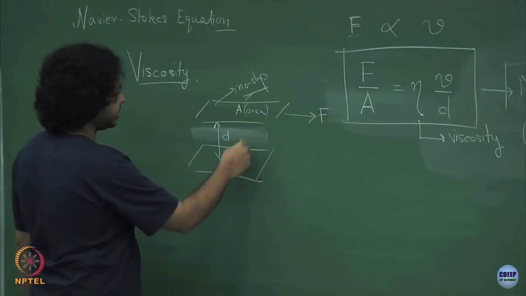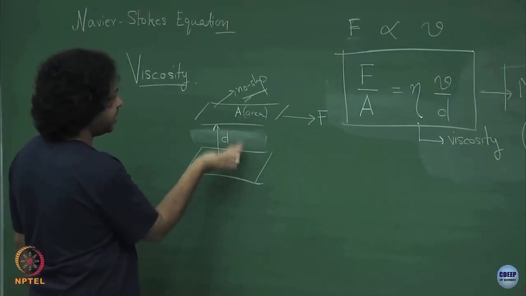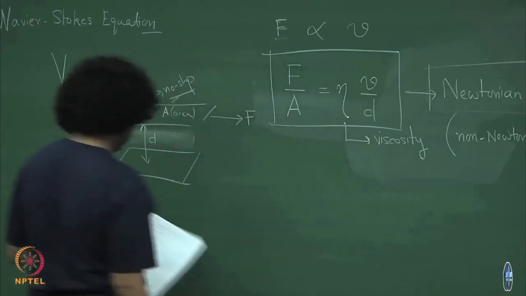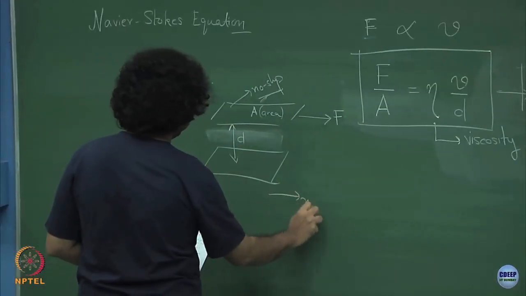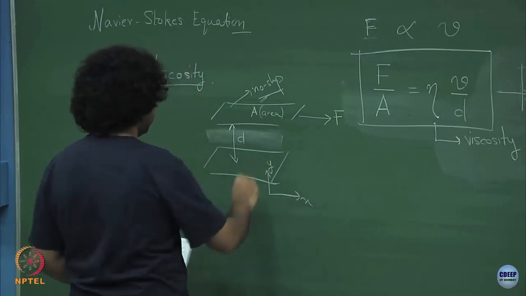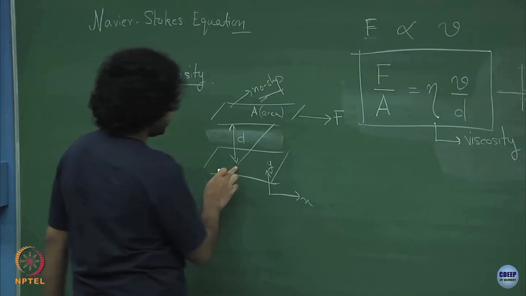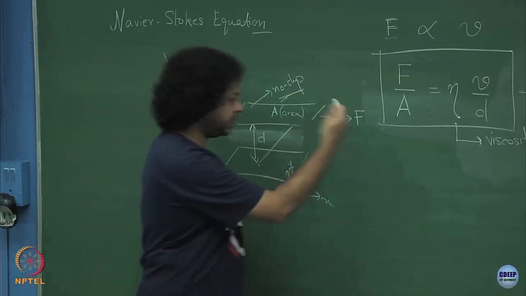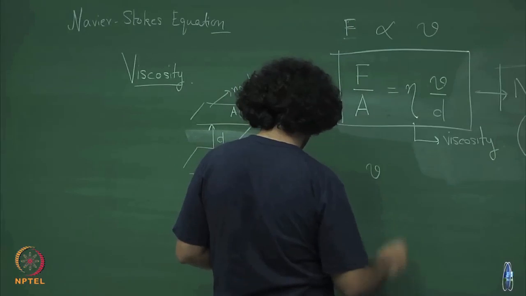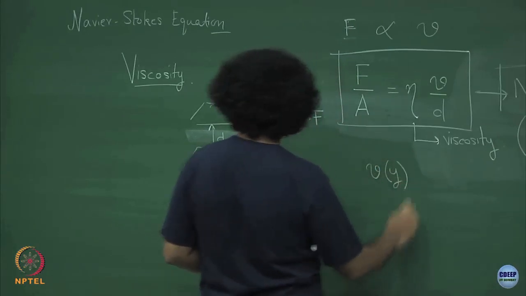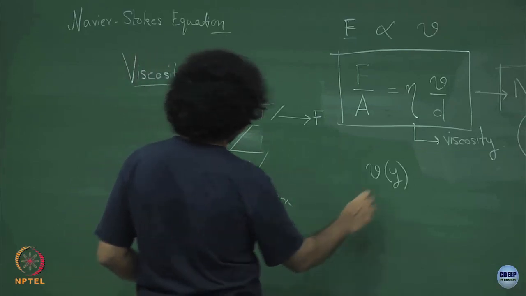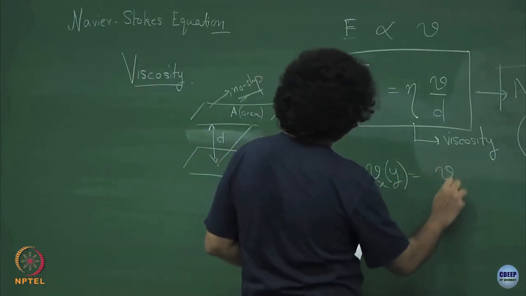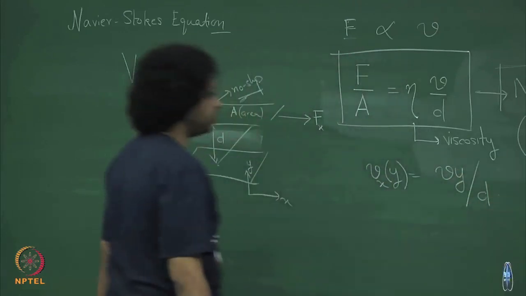And in fact, in a setup like this, where you have one plate fixed and the upper plate moving, you can actually solve for the full velocity profile. Let us say this is my x direction, this is my y direction. You can show that the velocity profile will increase linearly. At the bottom plate, which is stationary, the velocity is 0. At the top plate, the velocity is v, and in between, you can write this v as a function of y. It is flowing in the x direction, because that is my shear direction. You can show that this is going to be a simple linear relationship.